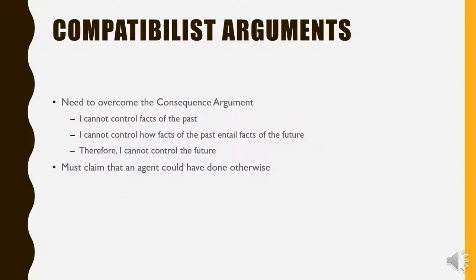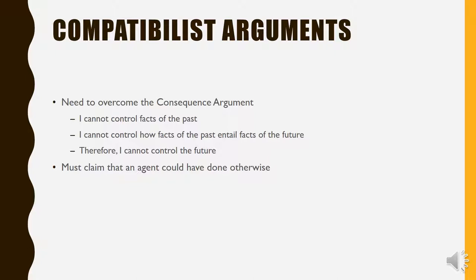When we look back to the arguments for hard determinism, we see that the premises claim that we cannot control facts of the past, and we cannot control how facts of the past entail facts of the future. For a determinist, the claim can therefore be made that I cannot control the present or the future. But for a compatibilist, they will need to overcome this consequence argument.